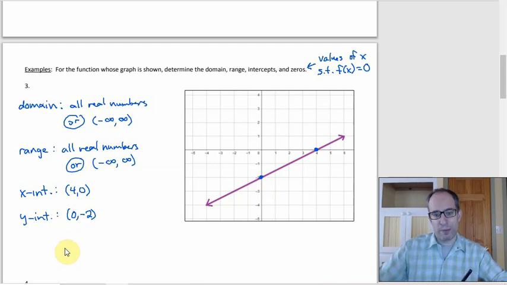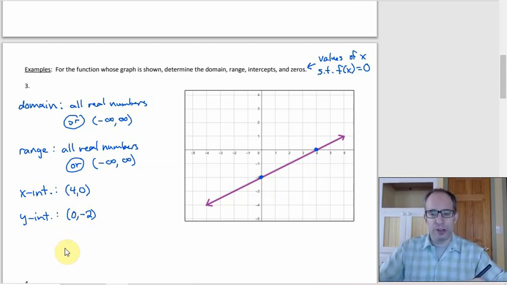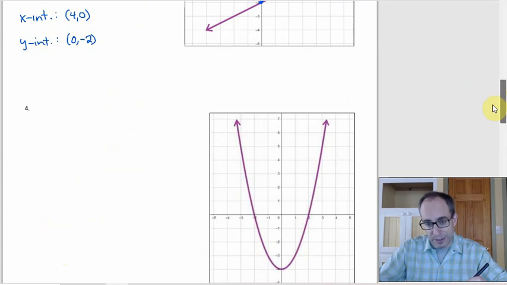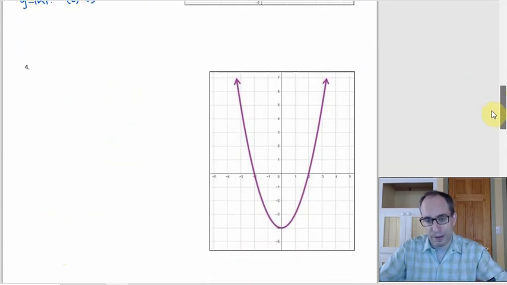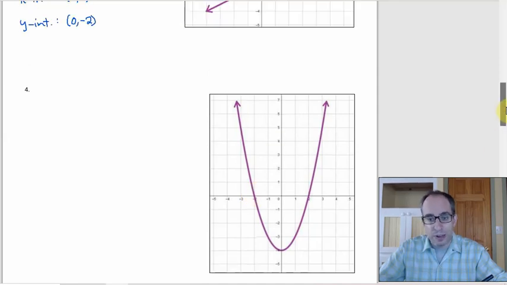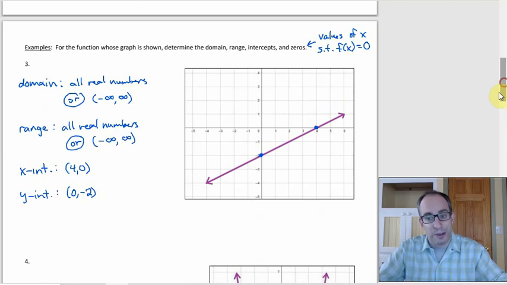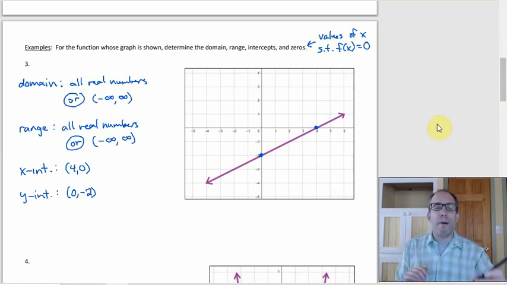And I should point out that with a function, you can have multiple x-intercepts. And we'll see that. Actually, if I scroll down for a second, that one's got multiple x-intercepts because it intersects the x-axis in two spots, right there and right there. And you can have more than that, right? I mean, you could have 15 x-intercepts. That'd be a crazy looking graph, but you could have one.